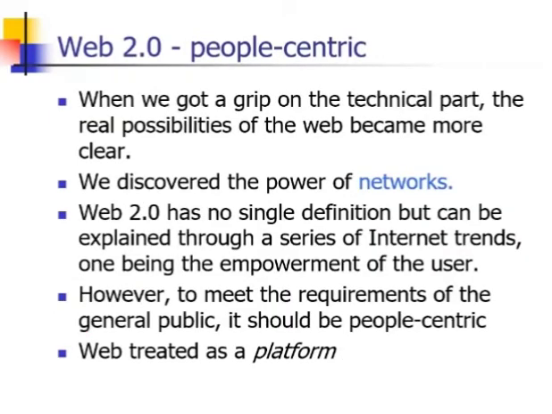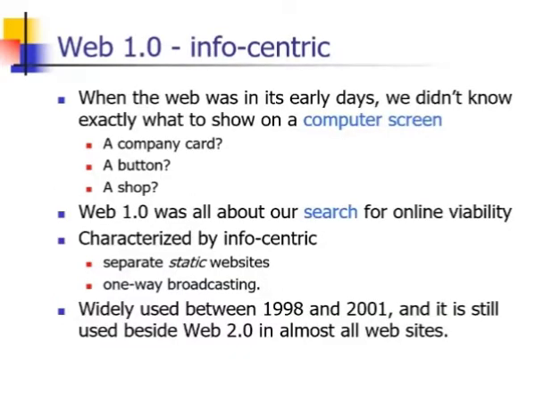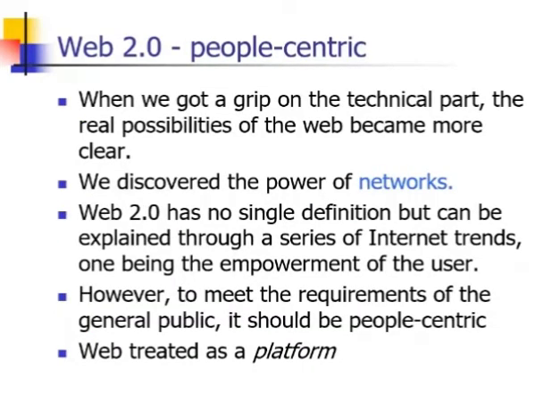Next, after this history, going towards Web 2.0, the people-centric web, a web which is people-centric. 1.0 was info-centric, totally dealing with information, and all search was done based on information given to the system. Web 2.0 is people-centric, okay? When we got a grip on technical parts of the system, the possibility of the web became more clear. We discovered the power of the network.